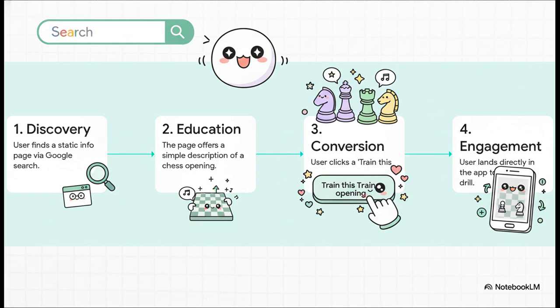First, they built a layer of simple, static web pages all about different chess openings. These pages are designed to rank really well on Google. Then, on each page, there's a big button that says, Train this opening. And that click creates this perfect, seamless funnel that takes you from a Google search straight into the app, ready to play.